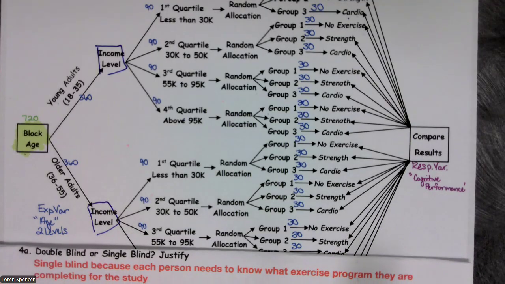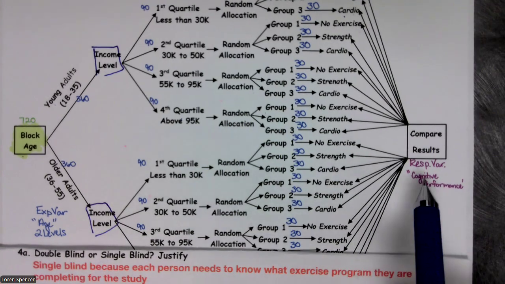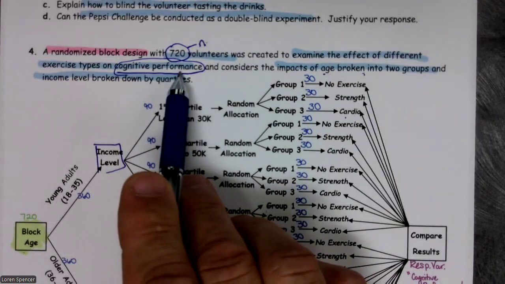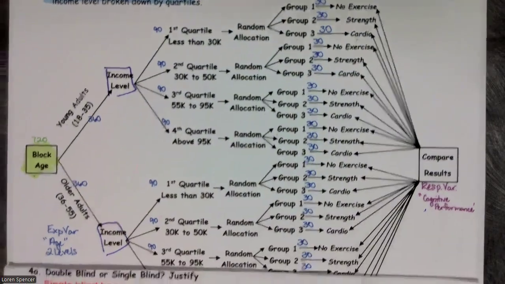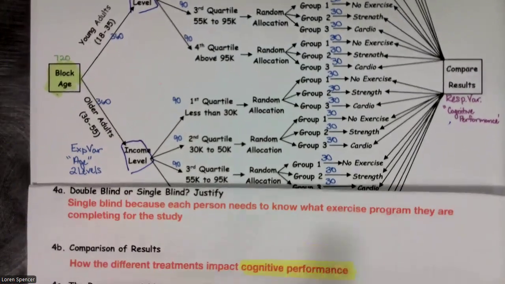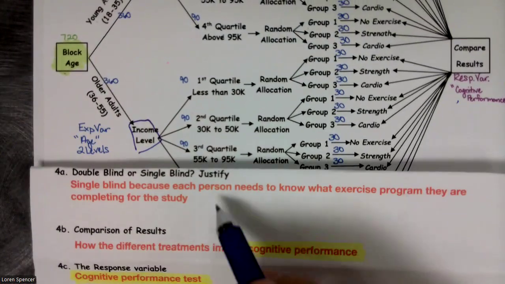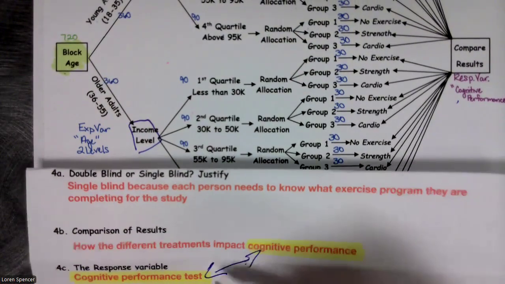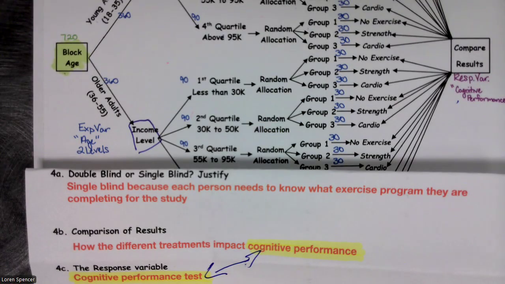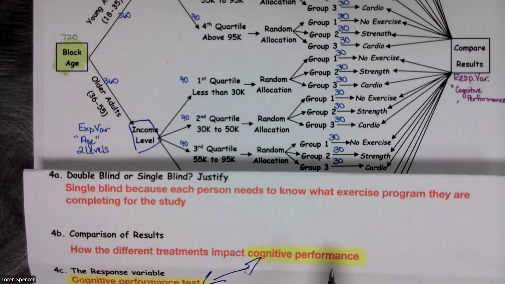All right, comparison of results. What are we comparing? Well, we're comparing, and they told us up here, it's cognitive performance, and that's what we labeled it right at the end. So our response variable, by the way, if you notice, these two things have been the same every time. The response variable and what we're comparing, they're the same. If you do something different, you're silly. They're always going to be the same. If you got one, you have the other.